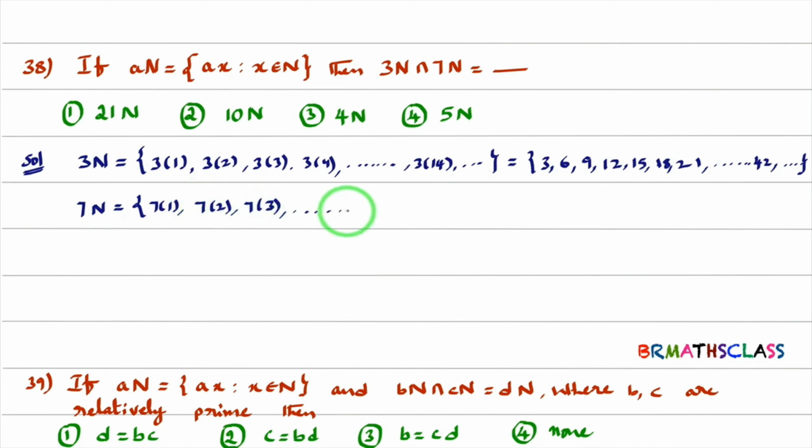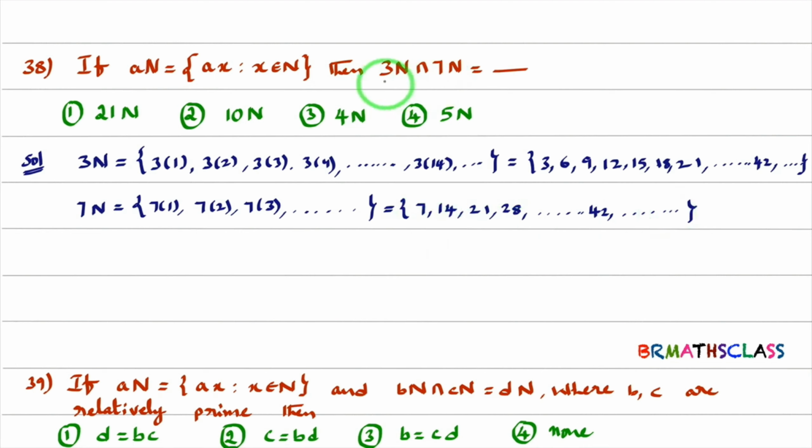Like that, this type of elements will be there in 7n, as all these elements are multiples of 7. If we simplify this, 7 into 1 is 7, 7 2s are 14, 7 3s are 21, 7 4s are 28. Like that, 7 6s are 42. Like that, it is just like a 7 table.